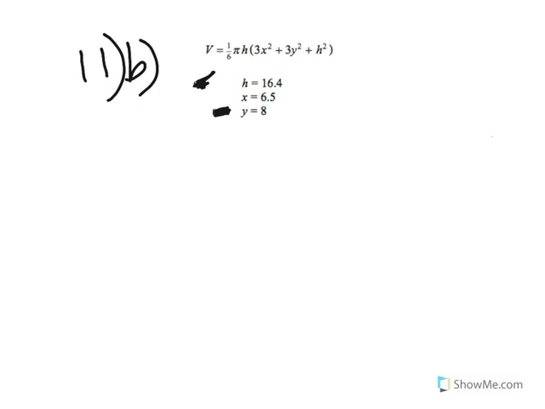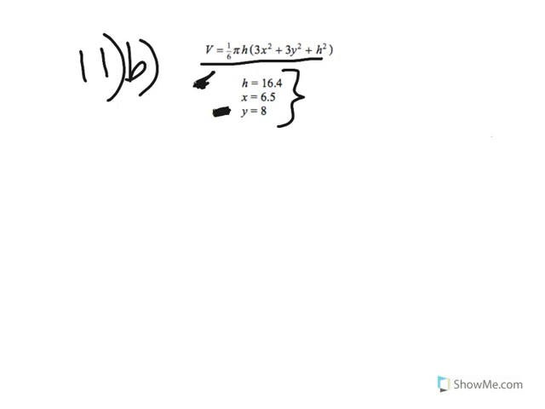So 11b says the volume of the water in the fish bowl can be found using this formula. And you've got to find the value of v when they've given you the conditions, when h is 16.4, x is 6.5, and y is 8. So all you've got to do really is just substitute it into the equation.